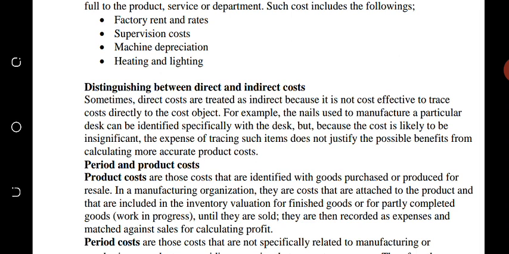Now, to ascertain the total direct cost for a particular cost object, when a particular cost is insignificant and the cost you will incur in tracing it to the cost object is higher than the cost itself, then it's not cost effective. It is not cost beneficial to spend such a cost just to trace a particular cost. So instead of doing so, we can treat that cost as an indirect cost.